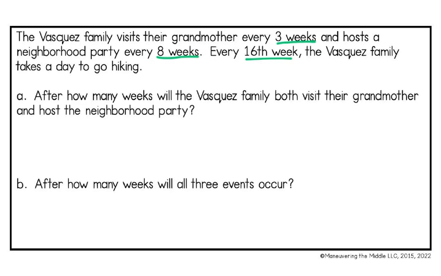So in order to find this out, I need to find the multiples of these numbers. So that means that I am going to be using LCM, least common multiple. All right, so we first need to find our LCM for 3 and 8. We are doing this because we know that they visit their grandmother every 3 weeks and they host a neighborhood party every 8 weeks.